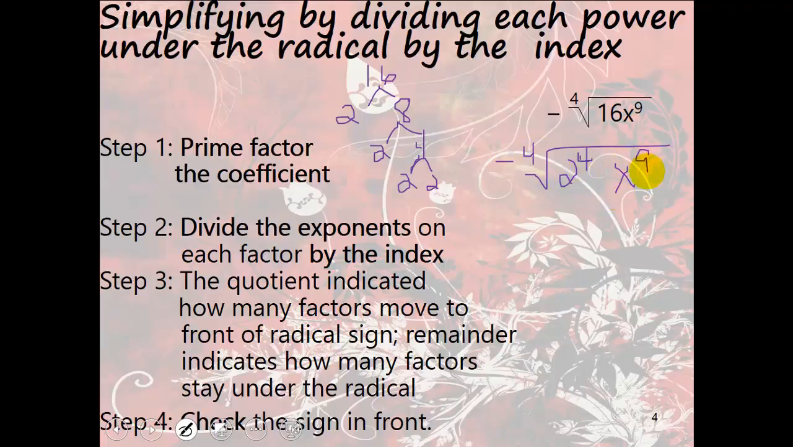Okay, we've kind of looked at this a little bit. So I still have my negative out in front, and I'm going to go power divided by index. So how many of these am I taking out? I'm going to take out 1. And then I have x to the 9 divided by 4. What's 9 divided by 4? Well, that's 2. So I'm going to take out an x squared. And how many are going to stay underneath? I have a remainder of 1. So the fourth root of x.